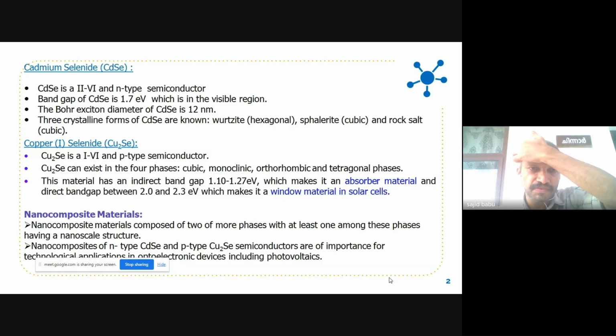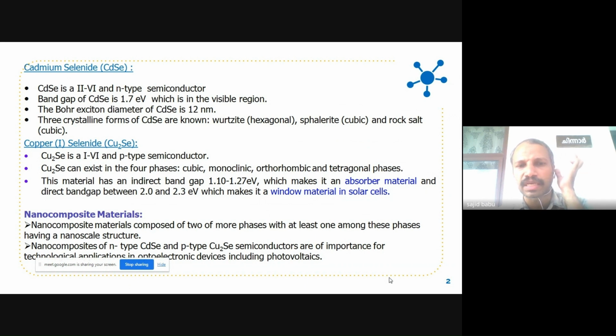So copper selenide is a 1,6 and P-type semiconductor, existing in cubic, monoclinic, orthorhombic, and tetragonal phases. The material has an indirect band gap of 1 to 1.27 electron volt, which makes it an absorber material. The direct band gap is between 2 and 2.3 electron volt, which makes it a window material. My topic is on nanocomposite material.